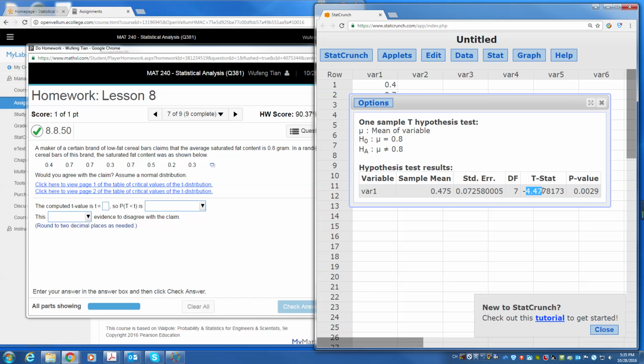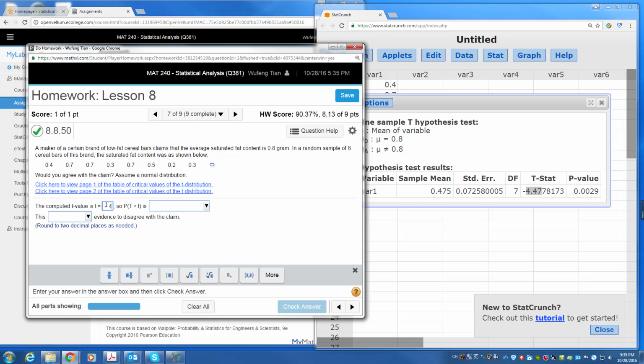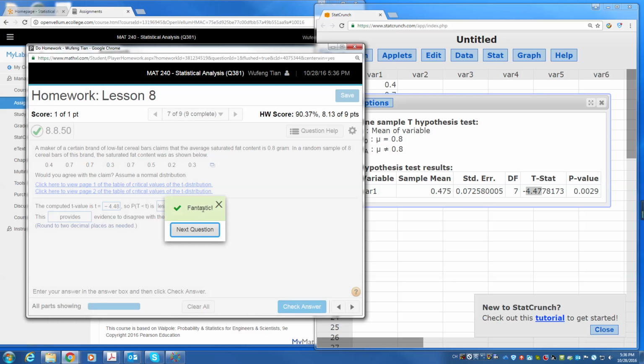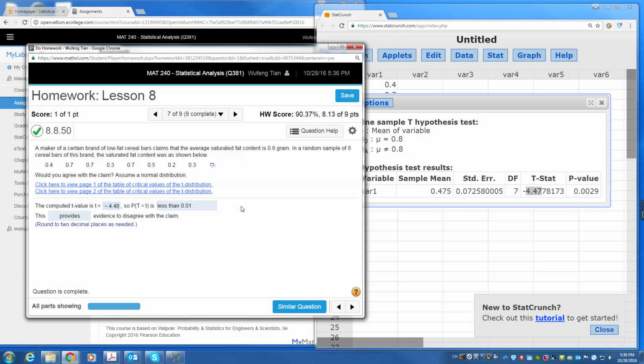So you got a t value of negative 4.48. The probability is the p-value. The p-value is 0.0029, which is less than 0.1. Does it provide evidence to disagree with the claim? Oh wait, if p is low, then reject the hypothesis. So it provides evidence; it rejected the claim. P is low, which means the probability is very small, so it rejects the claim.